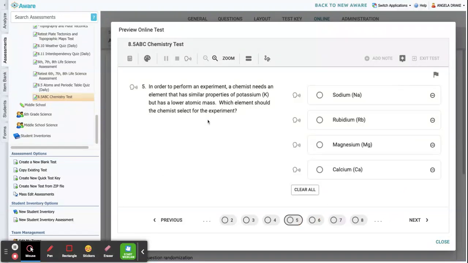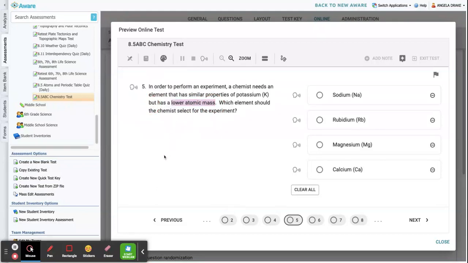In order to perform an experiment, a chemist needed an element that has similar properties to potassium but has a lower atomic mass. What element should the chemist select for the experiment? Anything in the same group is going to have similar properties. So if I find potassium on the periodic table, it's in group 1. So I'm looking for something in group 1 that has a lower atomic mass.